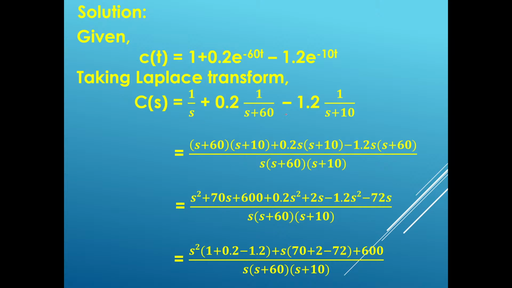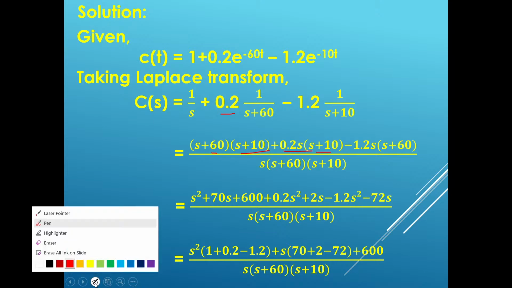After that, take the common denominator. What is there in the denominator? s plus 60 and s plus 10. After taking the common denominator, you simplify it. So you will get 1 into s plus 60 and s plus 10, plus 0.2 into s into s plus 10, minus 1.2 into s plus 60.